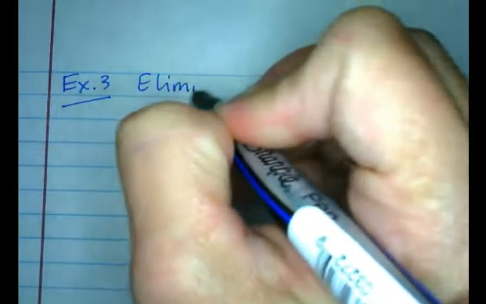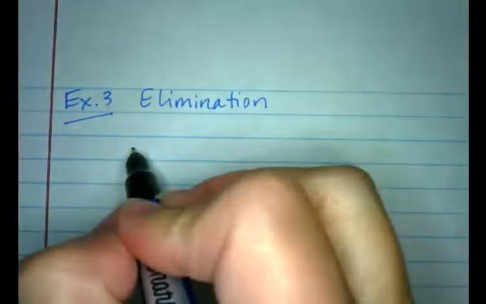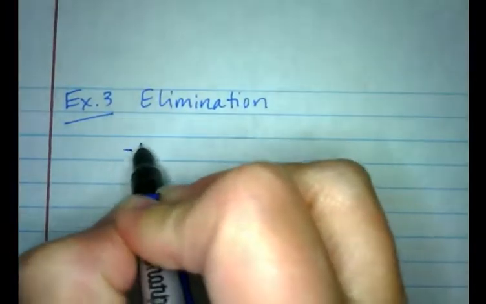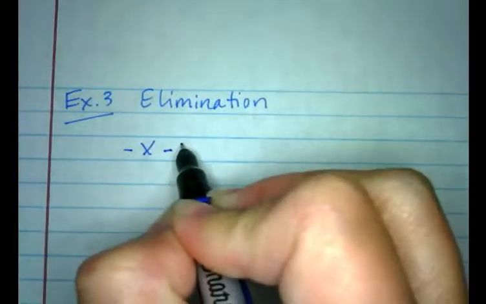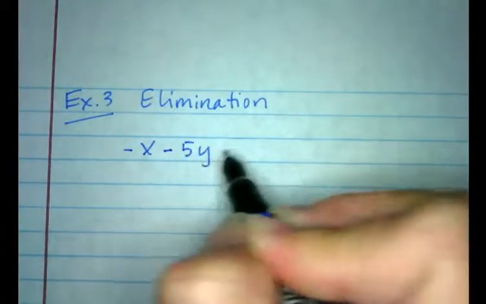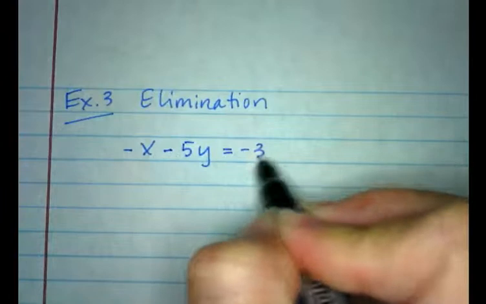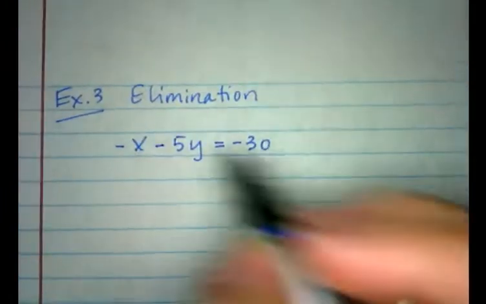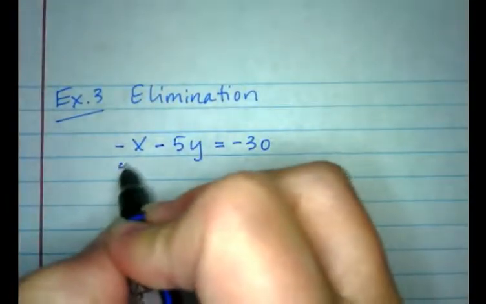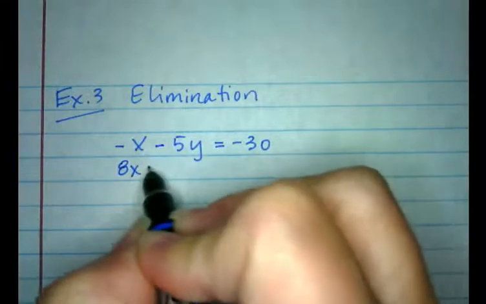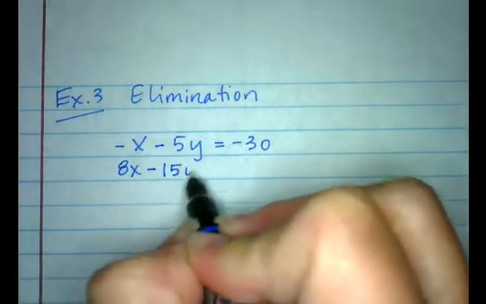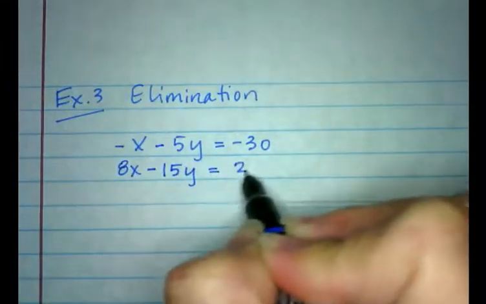On this one, this is going to be example 3. So, example 3. We're going to use elimination, and the idea behind elimination, let's do negative x minus 5y equals negative 30. And let's do 8x minus 15y equals 20.